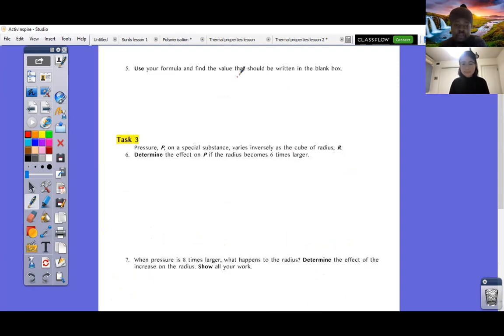Use your formula to find the value that should go into the blank box. Now you should be able to do that once you've gotten hold of that formula. Since it's going to be y is equal to 0.1 x, your own value should be written in the blank box.